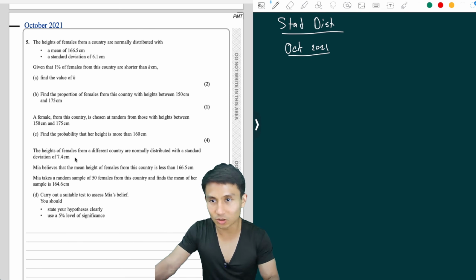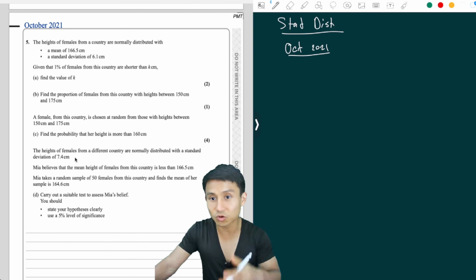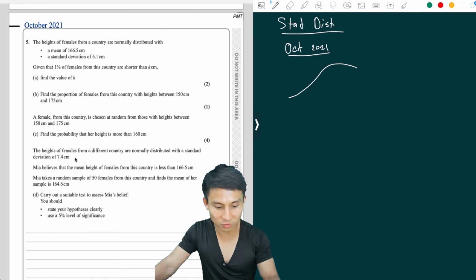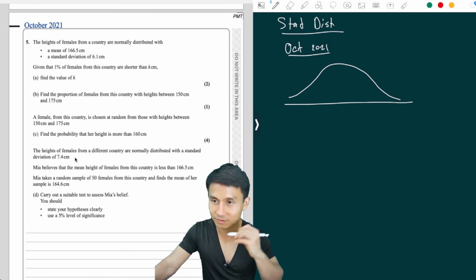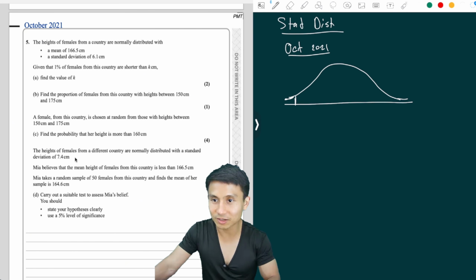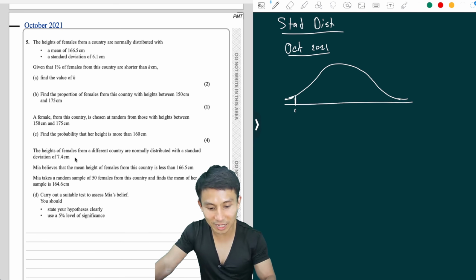Okay, almost every time I like to draw the bell curve when solving a normal distribution problem. So you have a bell curve, right? We call it a bell curve. And then 1% is to the left, 1% of the females. So it's the lowest 1%, shorter than k centimeters here. If you take the area of this bit, it's going to be just 0.01.